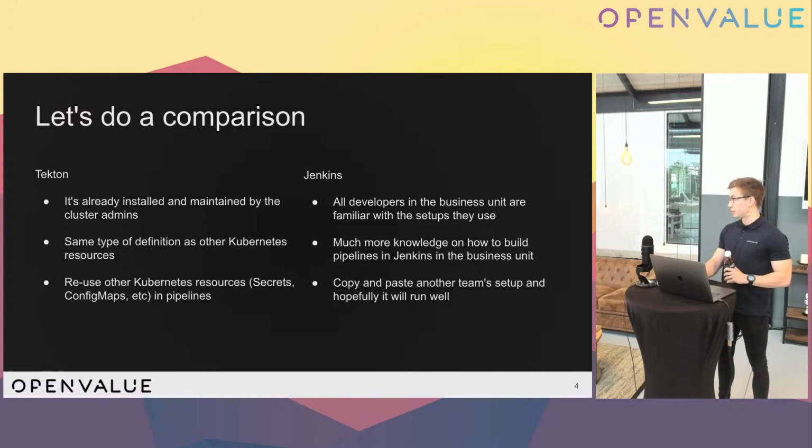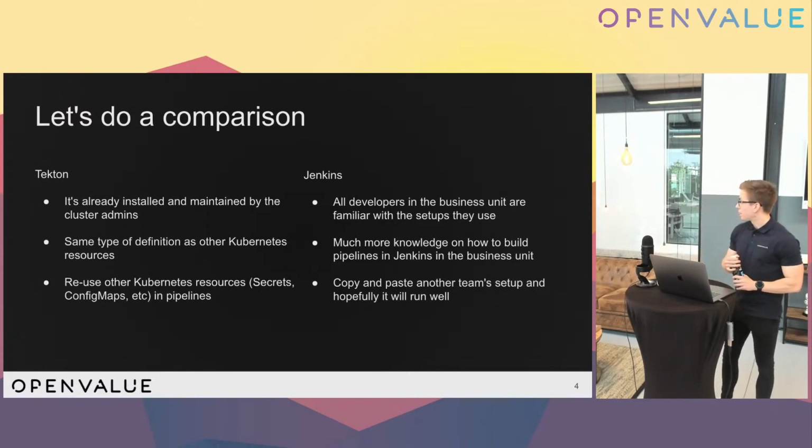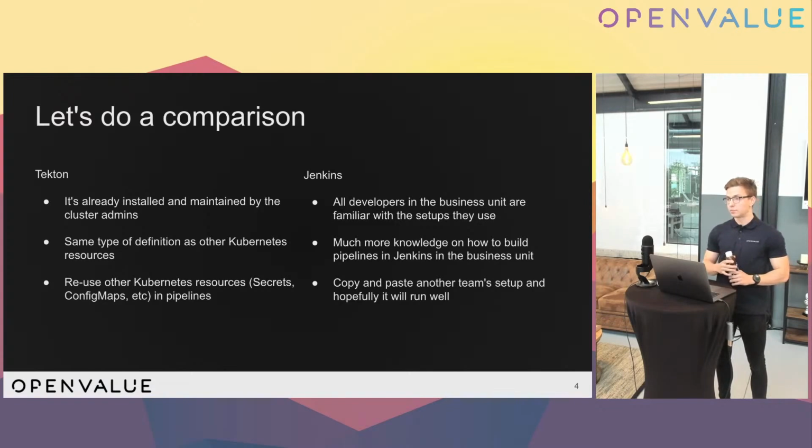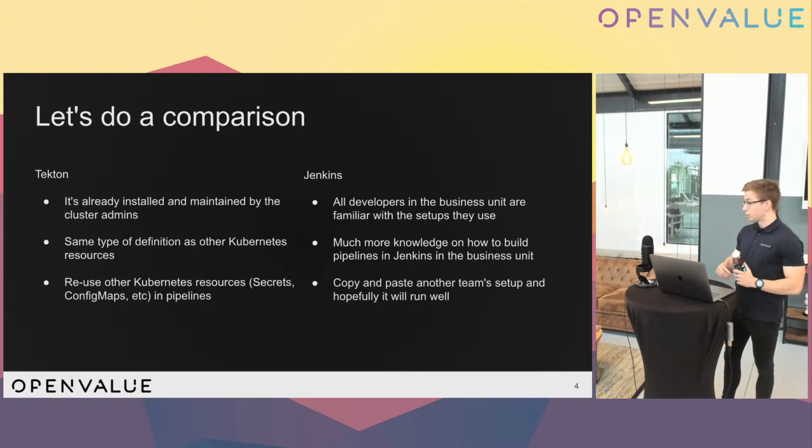It has the same type of definition as Kubernetes resources. So if you're familiar with creating Kubernetes resources, then you're up to speed real fast with creating your pipelines in Tekton. And the reuse of Kubernetes resources is also a very strong pro for using Tekton, because if you create a secret, for example, or a configuration map, then you can really easily integrate that in your pipeline. I'll also show that later, and in the demonstration that I created, I did the very same thing.